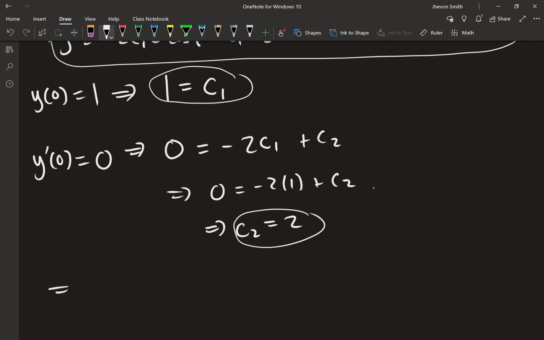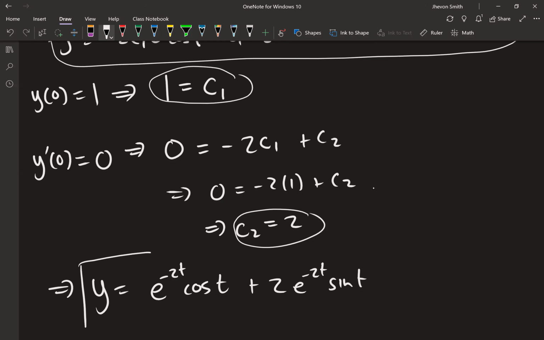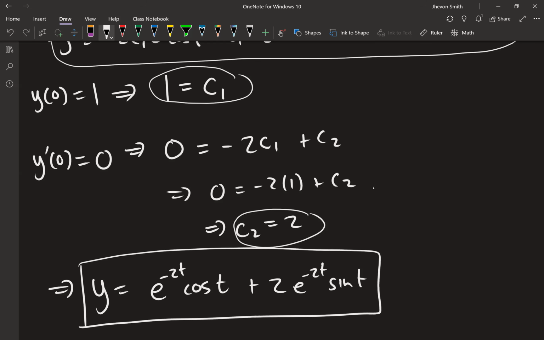And so ultimately, my final solution, with c1 equal to 1, is just e to the minus 2t cosine t plus 2e to the minus 2t sine t. And that's our solution.